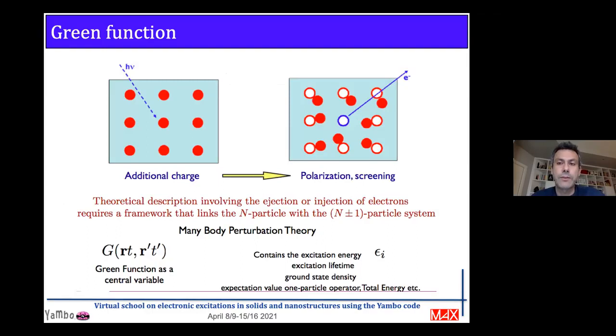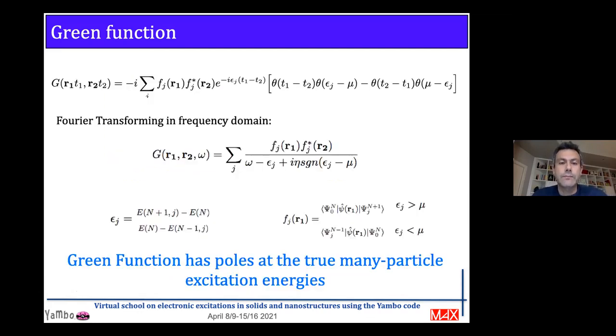This is many-body perturbation theory, and the quantity we want to look at is the Green function. The Green function contains the exact excitation energies, besides other quantities, such as observables, excitation lifetimes, the ground state density, and in general expectation values of one-particle operators, including the total energy. We have seen already how the Green function is defined. And by Fourier transform, we can recognize that its poles are the true many-particle excitation energies we are looking at.